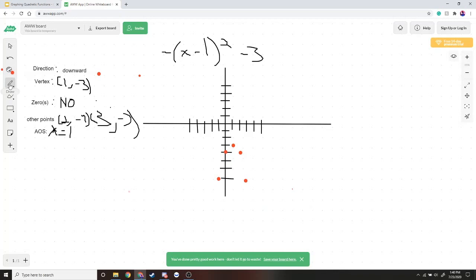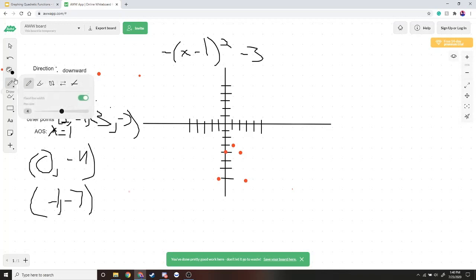So the new points that we added are 0, -4, and we also added -1, -7. So these are all our points that we have.